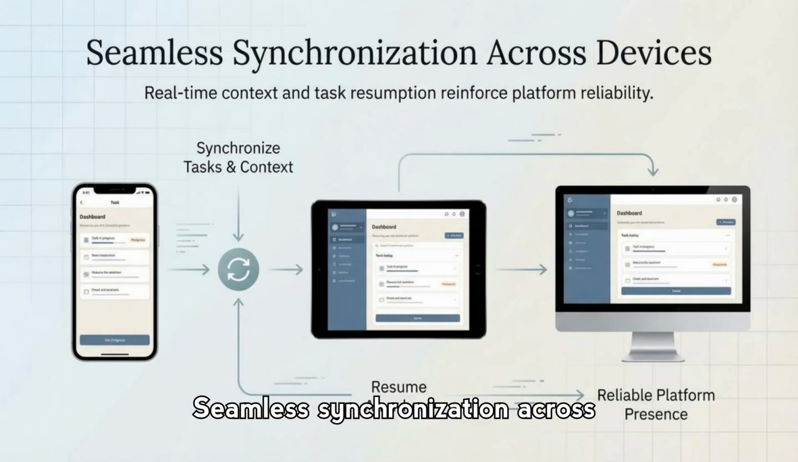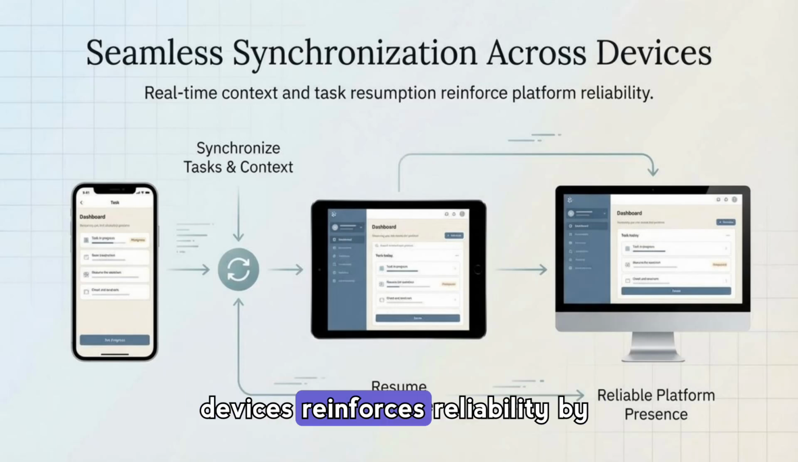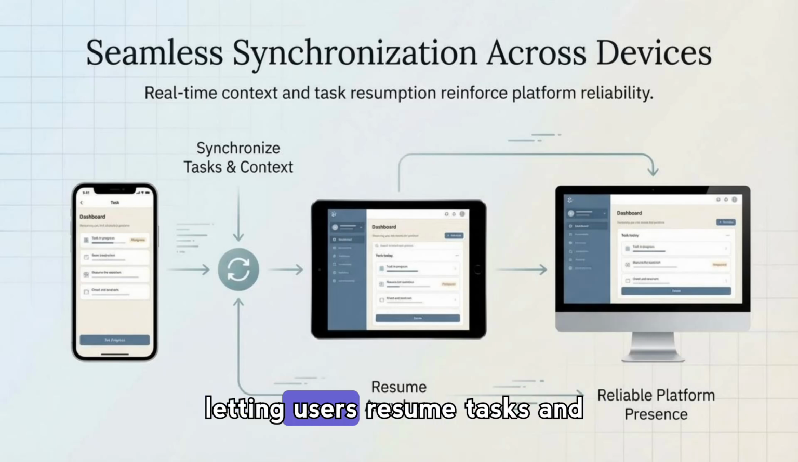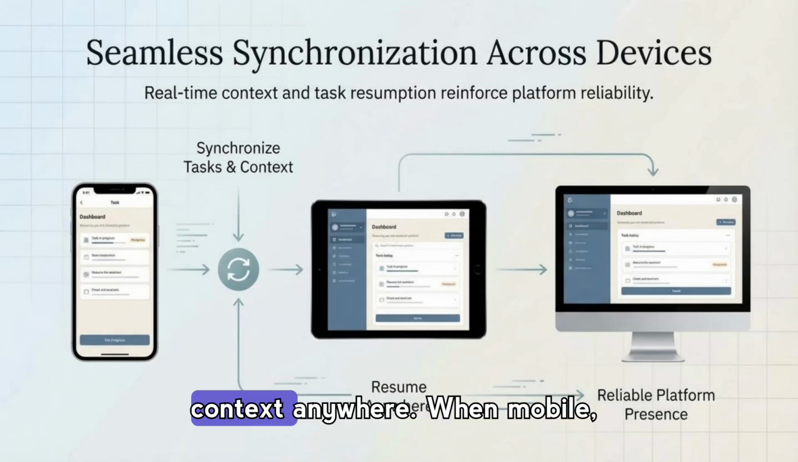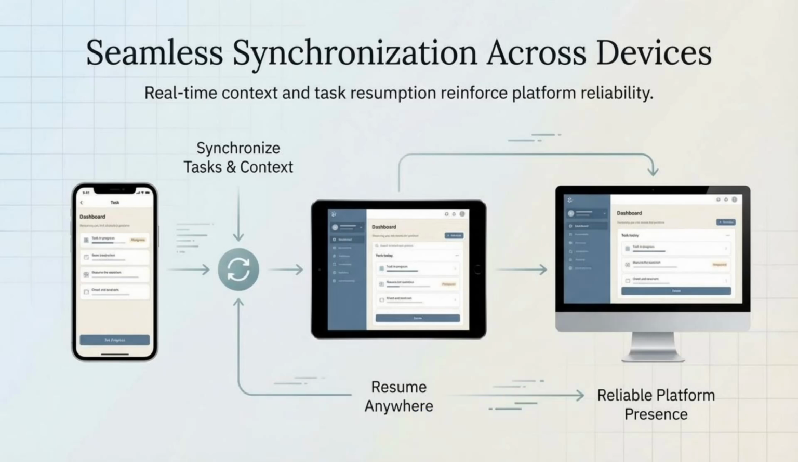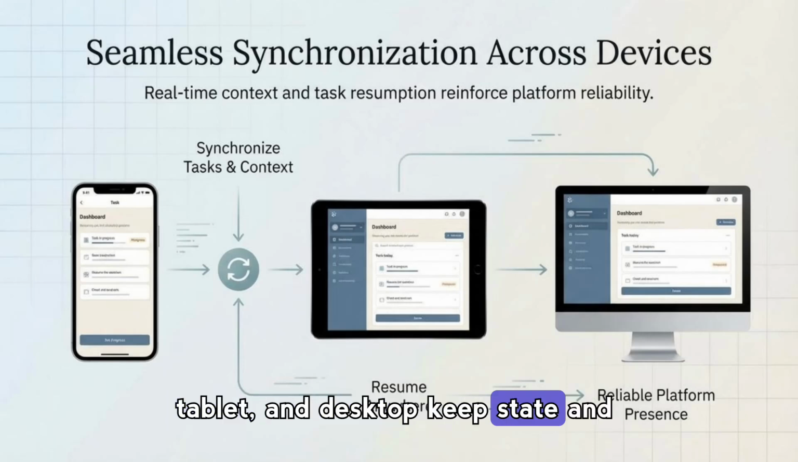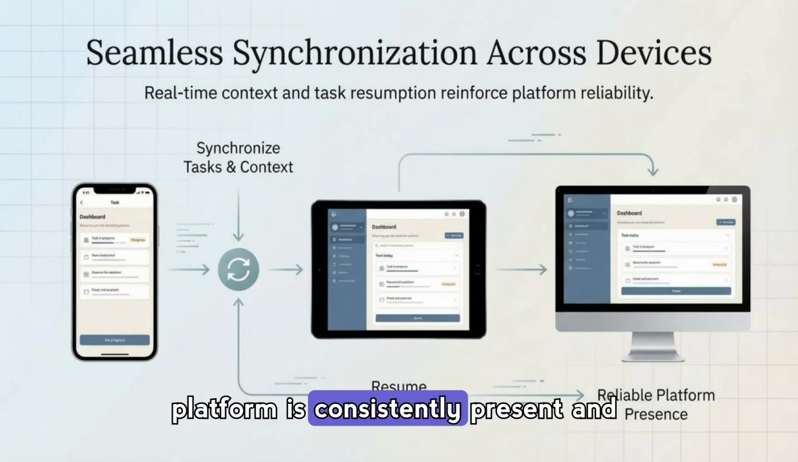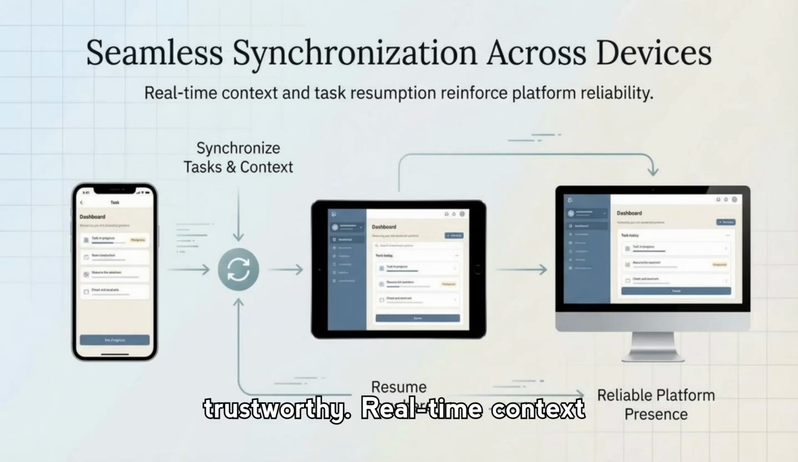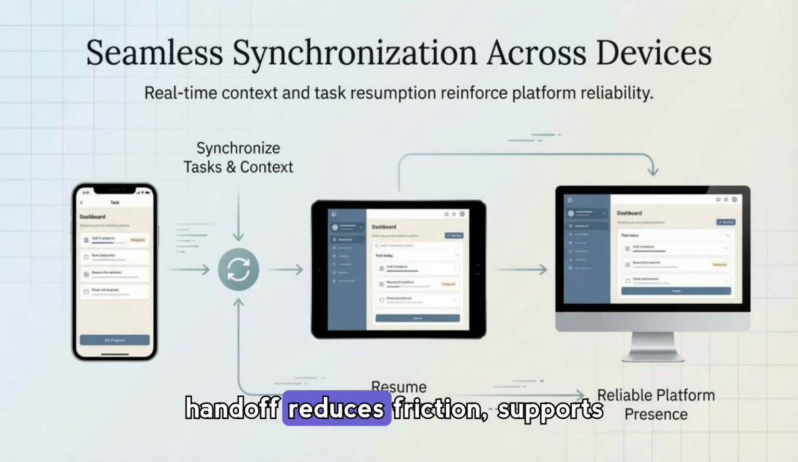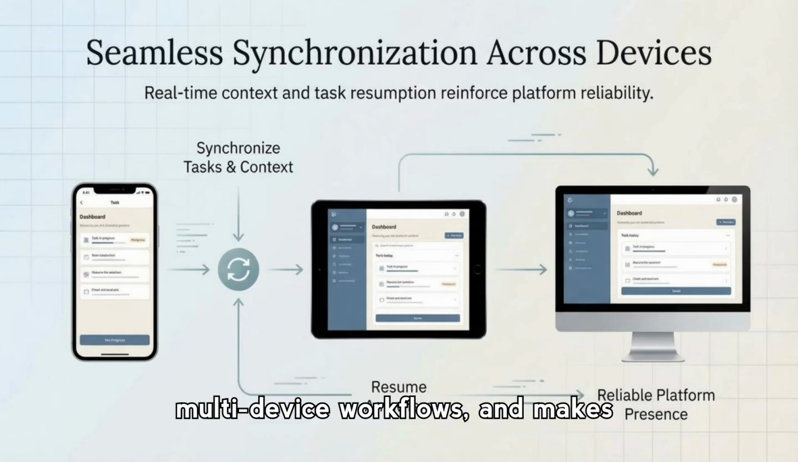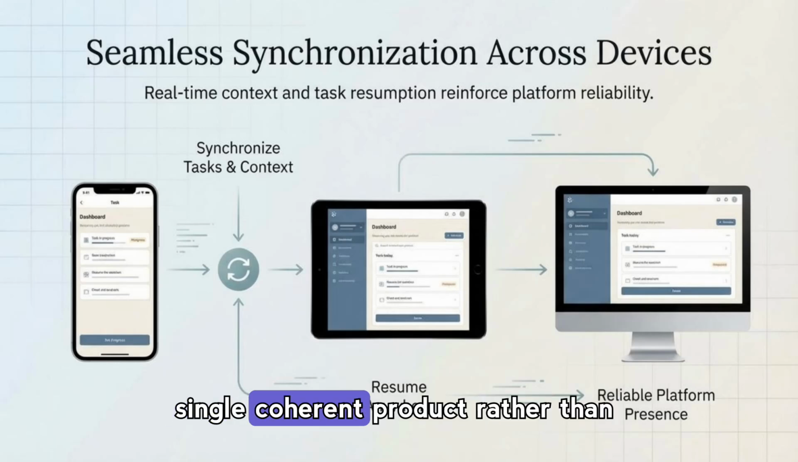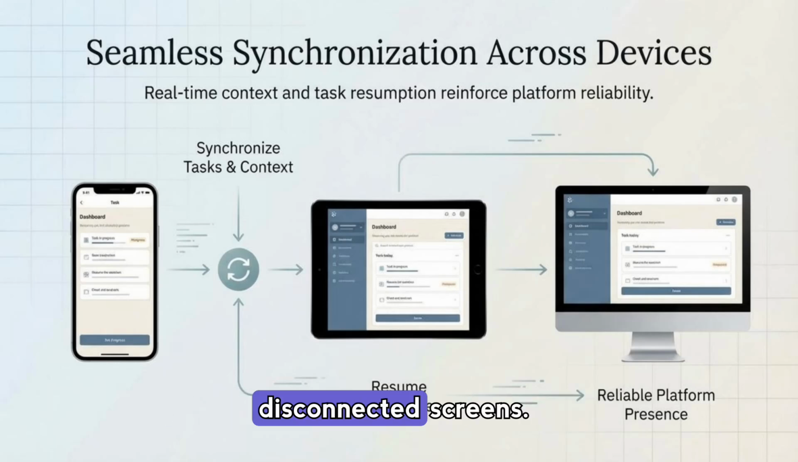Seamless synchronization across devices reinforces reliability by letting users resume tasks and context anywhere. When mobile, tablet, and desktop keep state and tasks in sync, users feel the platform is consistently present and trustworthy. Real-time context handoff reduces friction, supports multi-device workflows, and makes the overall experience feel like a single coherent product rather than disconnected screens.